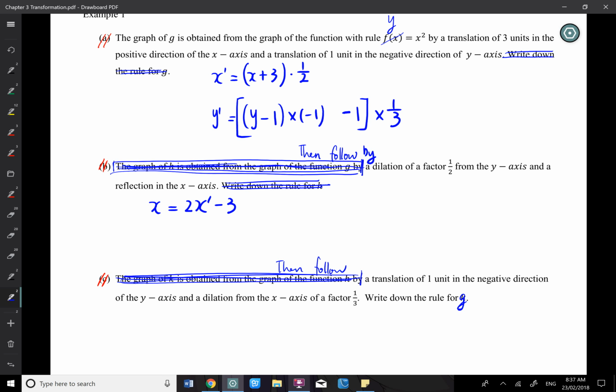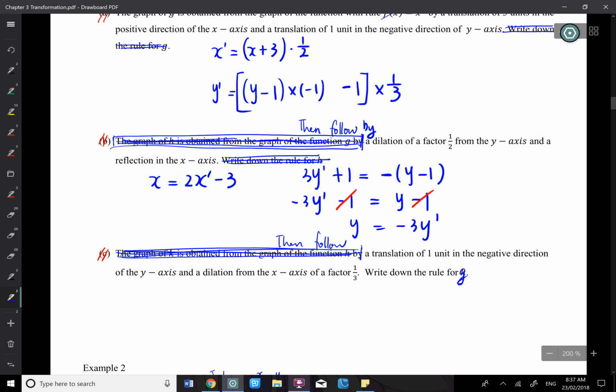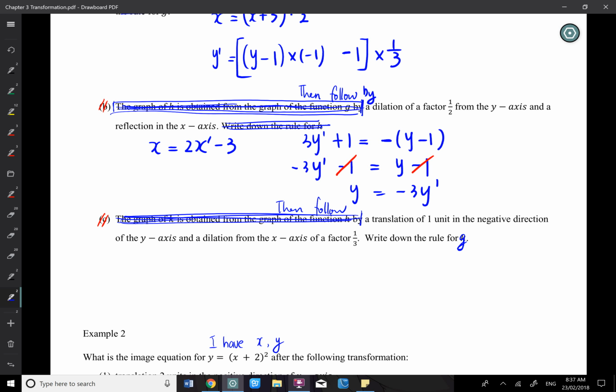Okay, y is a little bit complex. Let's do it step by step. So I can see this is times 3y dash plus 1 equals negative bracket y minus 1. I'll minus both sides: minus 3y dash minus 1 equals y minus 1. And this 1 and 1 can get cancelled. We have y equals minus 3y dash. Okay, y equals minus 3y dash, which is a really simple expression in the end.